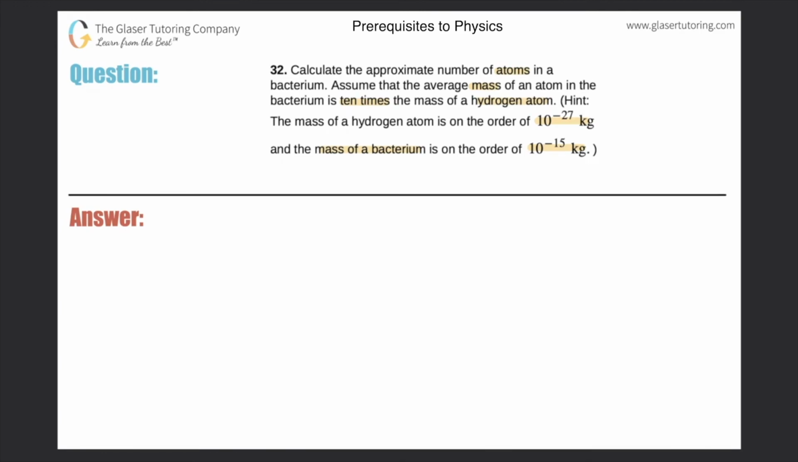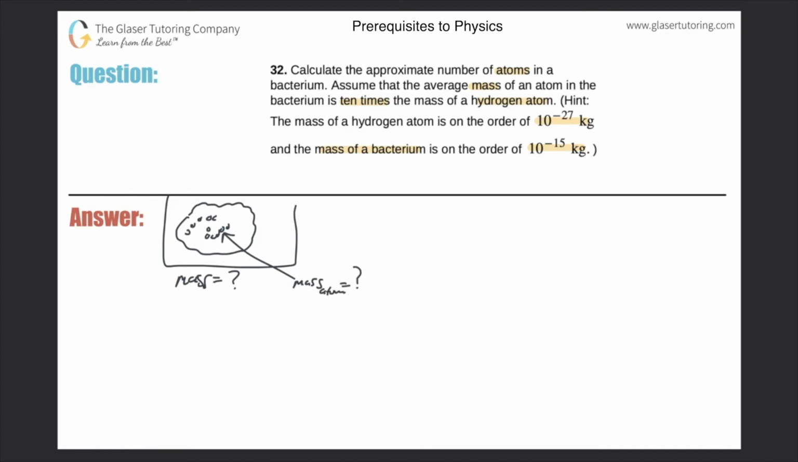So let's first find out, I know we're looking for the number of atoms in a bacterium, right? So we're going to have this bacterium. This whole bacterium is going to have a certain mass, right? Its mass will equal question mark. And it will also have a certain number of atoms within it, right? So let's draw these little circles. They'll all represent atoms. Now each atom has a mass, right? So all the atoms have a mass as well. So the mass of an atom in the bacterium is, we don't know at the moment.